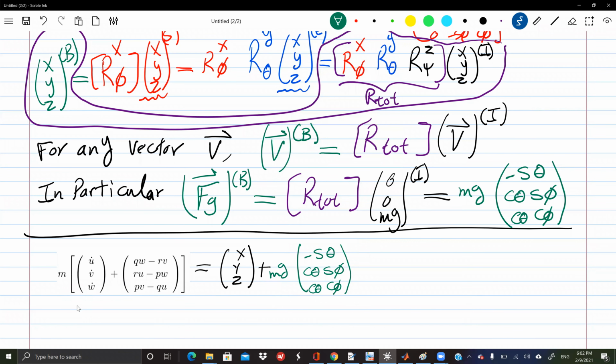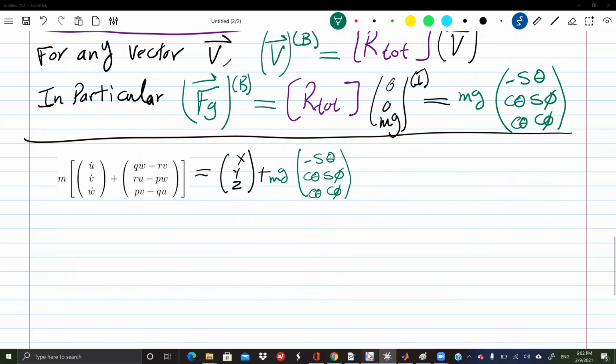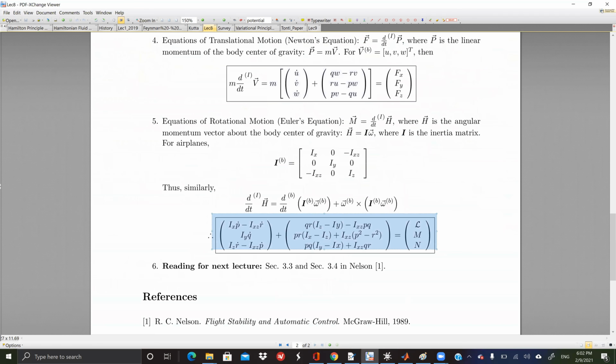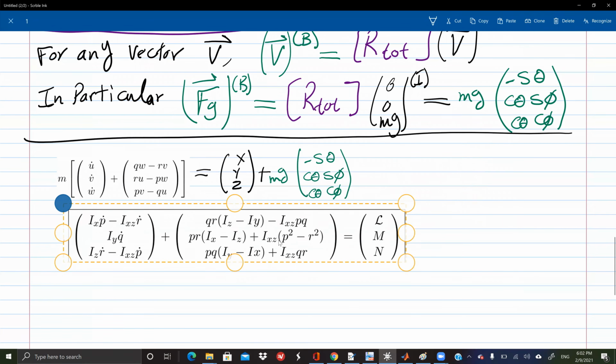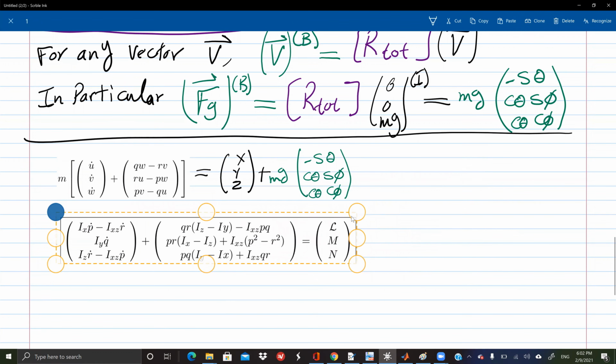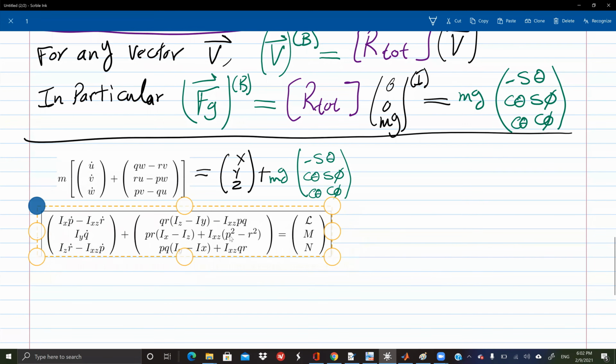So this is the equation of motion. Simply mass times acceleration equals forces, and we have two types of forces. And we have the rotational analog of it. Here is the rotational analog: I times the angular acceleration equals the moment, L, M, N.